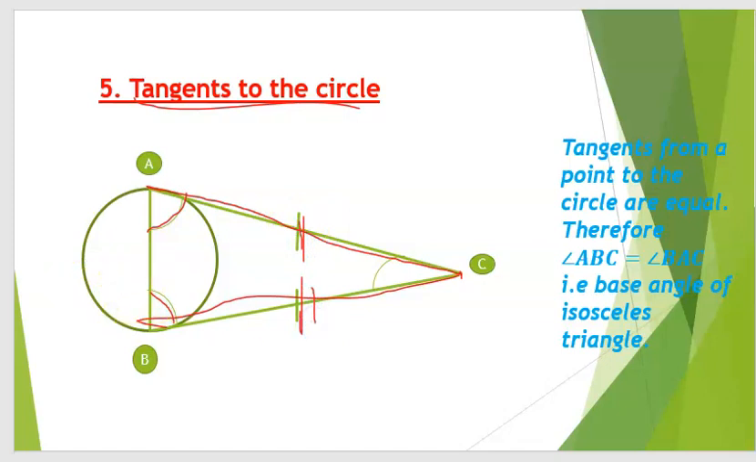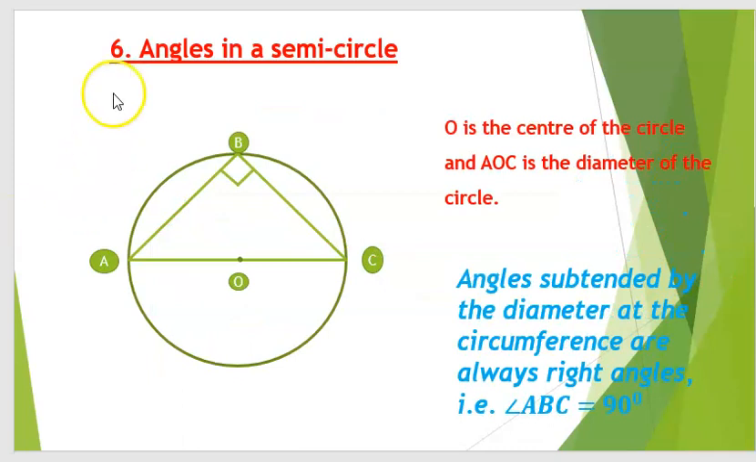Now, the other property that I want us to consider, number 6, is the angle in a semicircle. So if O is the center of a circle and AC is the diameter, then angles subtended by the diameter to the circumference are always right angles.